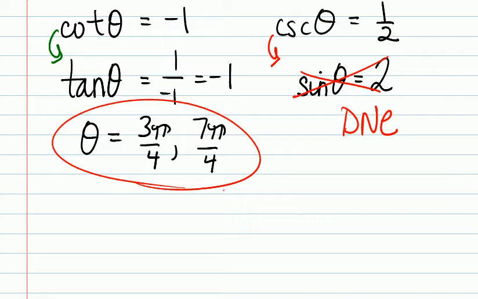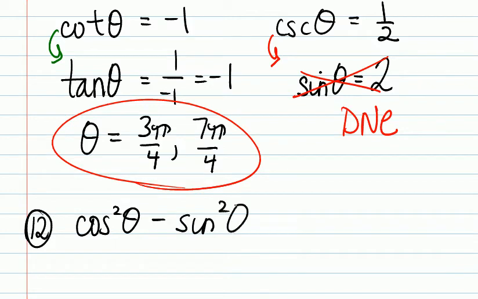So problem number 12 takes up a bit more space. We have the cosine squared of theta minus the sine squared of theta plus the sine of theta equals 0.